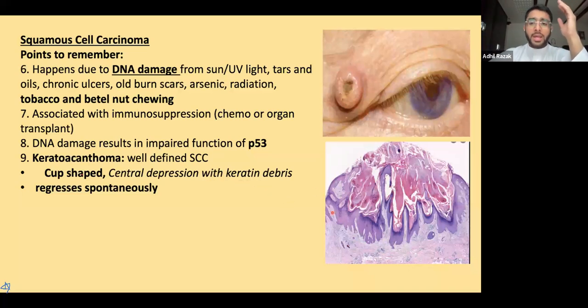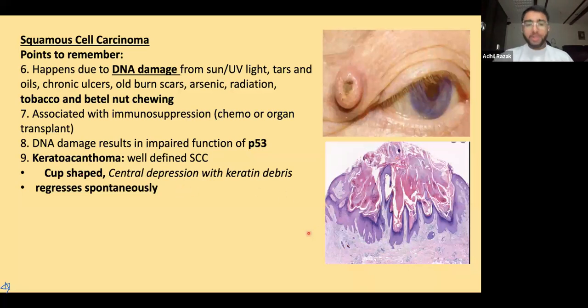It is well defined and it has a cup shape. The image you see here is still keratoacanthoma. It is not ulcerated yet, and there's a central depression with a debris of keratin in there. This regresses spontaneously. I really like this histological image. It looks really cool. It's symmetrical.